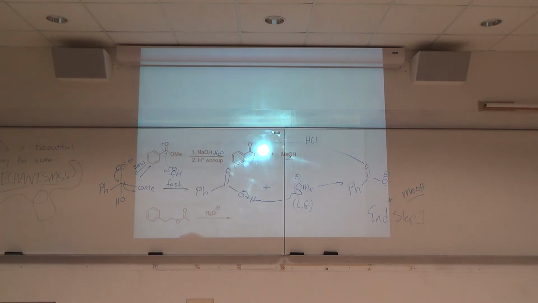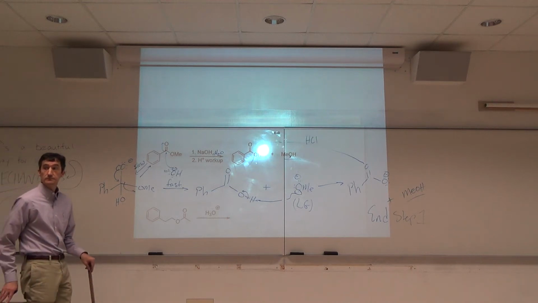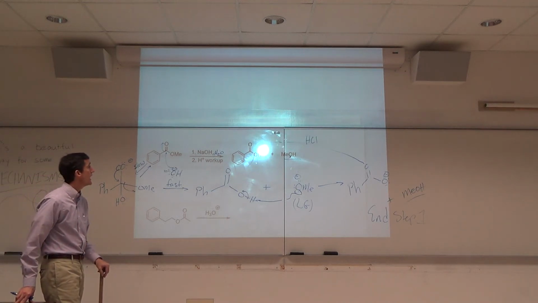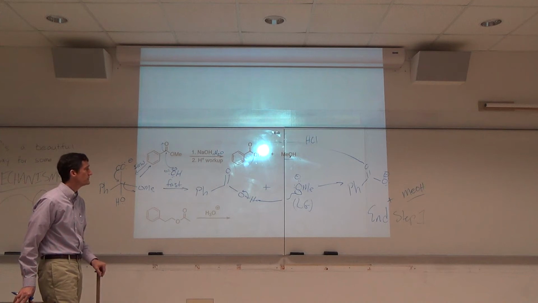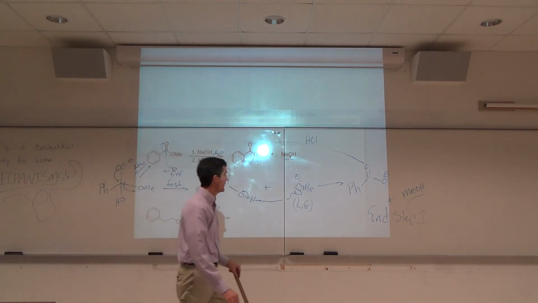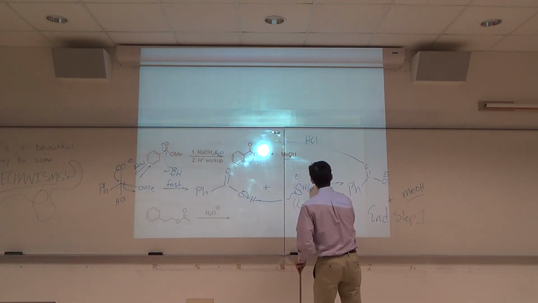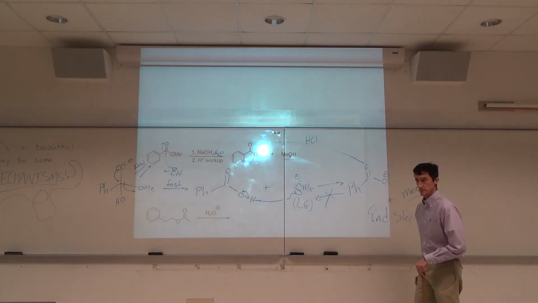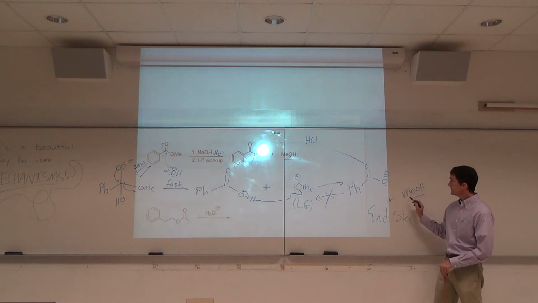So to drive this forward, would you just boil off the methanol? You don't really need to drive this forward, because at this point, it's not reversible. Why is it not reversible? Because this is a carboxylate, and nucleophiles do not attack carboxylates.